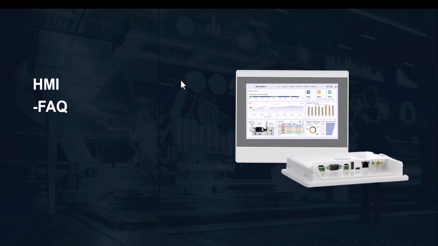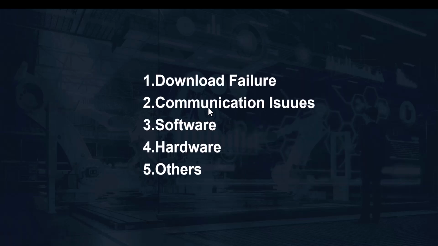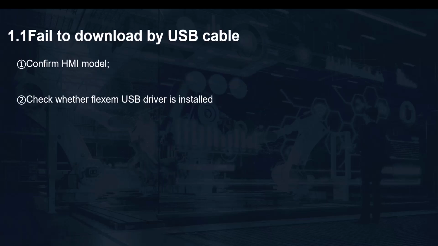Today we will talk about the frequent questions of the HMI product. It is divided into 5 parts: download, communication, software issue, hardware issue, and others. The first part is download problems.